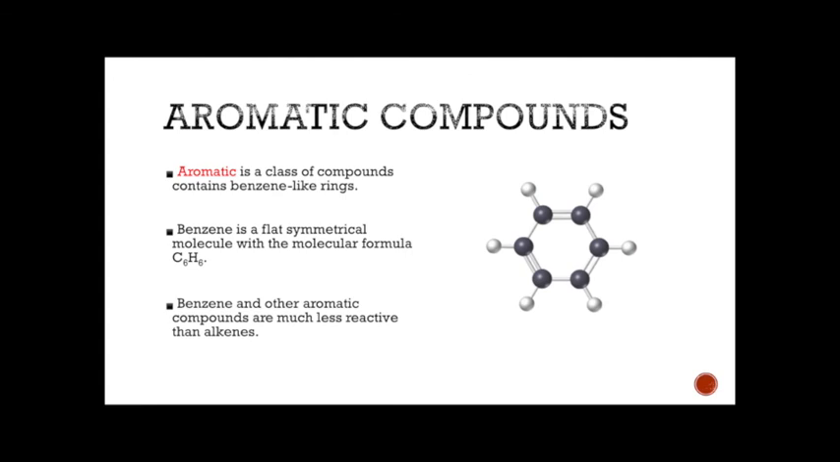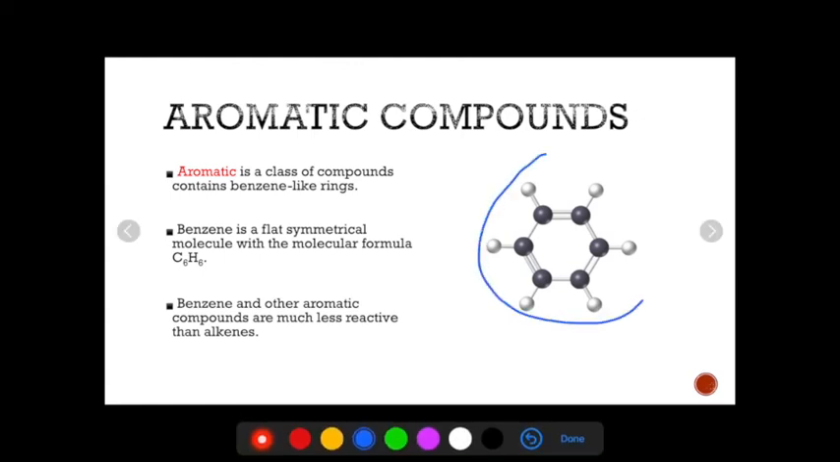Now, the last thing for this chapter we're going to talk about is aromatic compounds. Aromatic compounds contain a benzene-like ring. Benzene is actually this molecule right here. The formula for benzene is C6H6, and there are 3 double bonds located in the ring. So you can see right here, right here, right here.